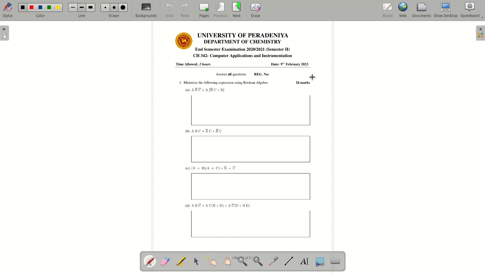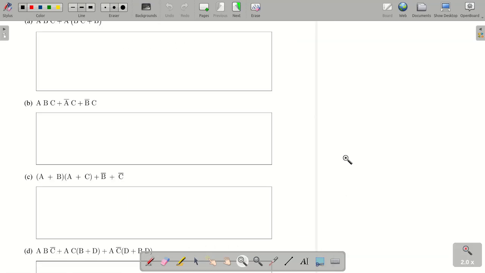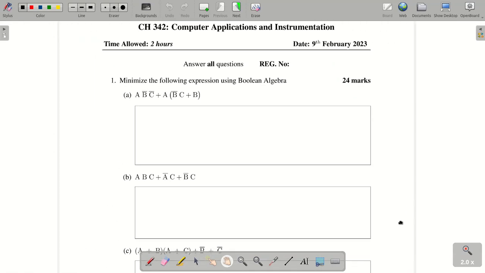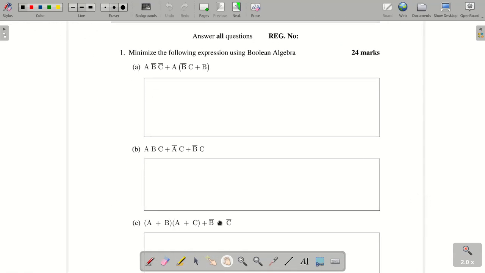Okay, so the first section for this paper is the digital electronics part, and the first question itself is a minimization problem using Boolean algebra. So let's just zoom up a little bit so we can see what we're doing. There are some simple questions and we just need to find the minimized expression. Part A, we have A not B not C or A, and then this part over here, and we're supposed to minimize this and give the answer.